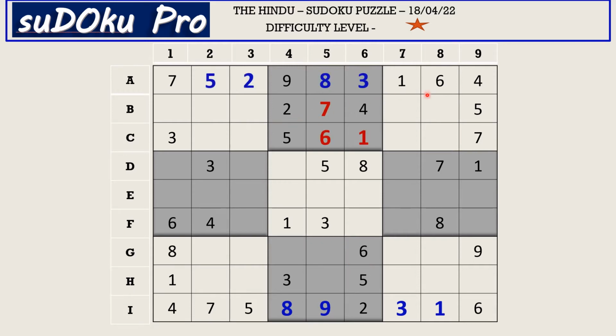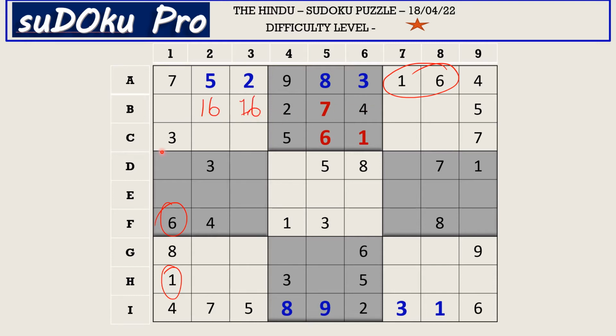Now let's fill B row. This 1 and 6 here in A row blocks these two cells, and there is a 1 and 6 here in column 1 which blocks this cell. So 1 and 6 has to be in these two cells, that is in B2 and B3. So let's mark it with a matching pair.